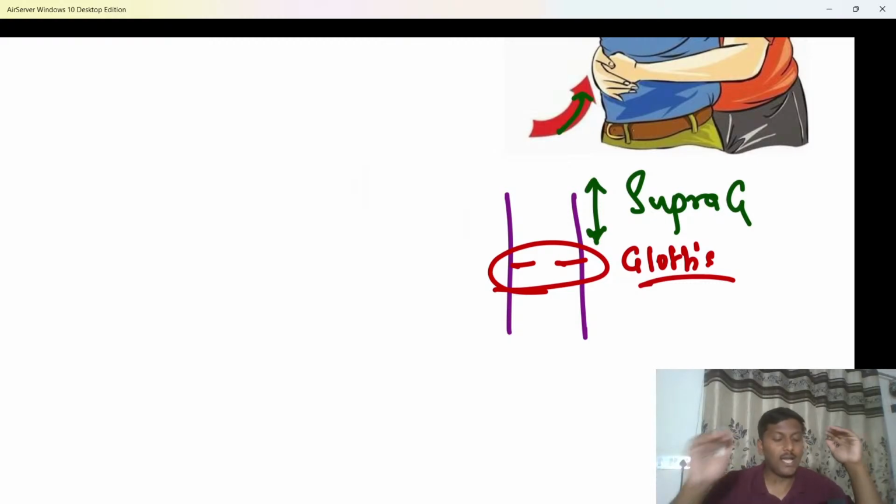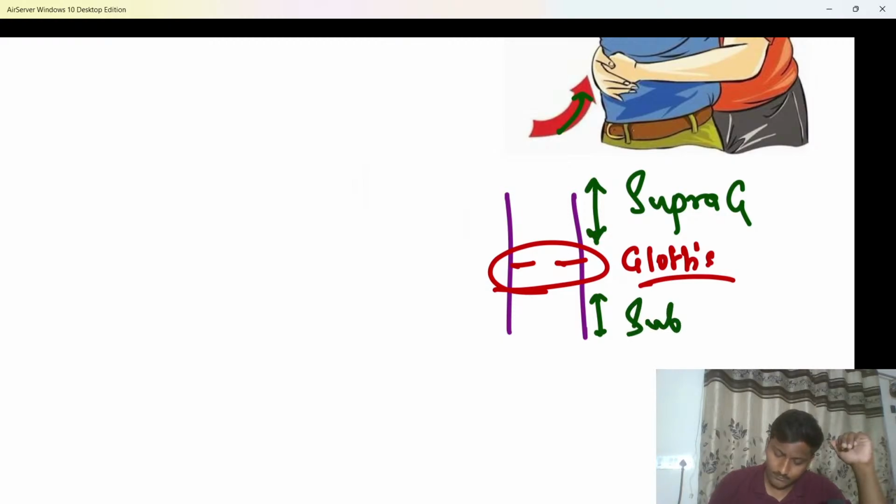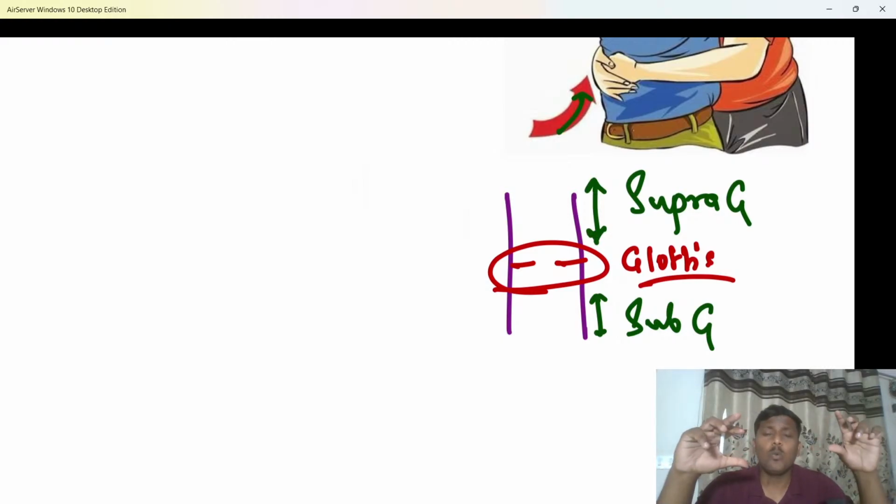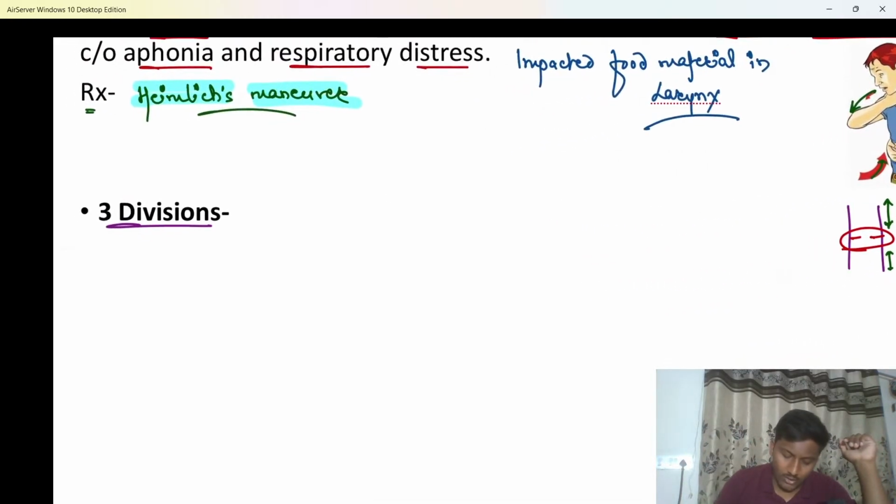All the area above the true vocal cords will be called supraglottis, and all the area below the true vocal cords, or below the glottis, will be called subglottis. Got it? So the larynx is divided into three parts or three divisions. One part above the true vocal cords is called supraglottis, one part below the true vocal cords is called subglottis, and the third one, the true vocal cords themselves, is nothing else but the glottis.